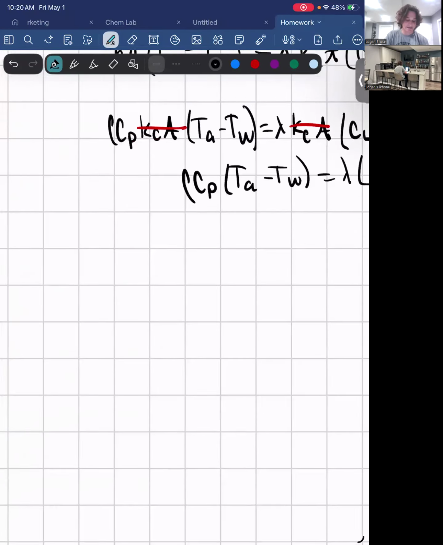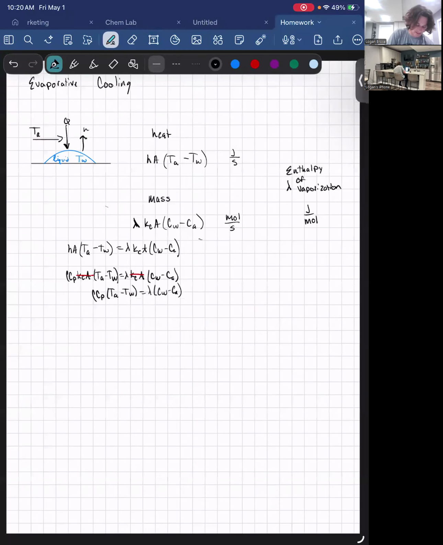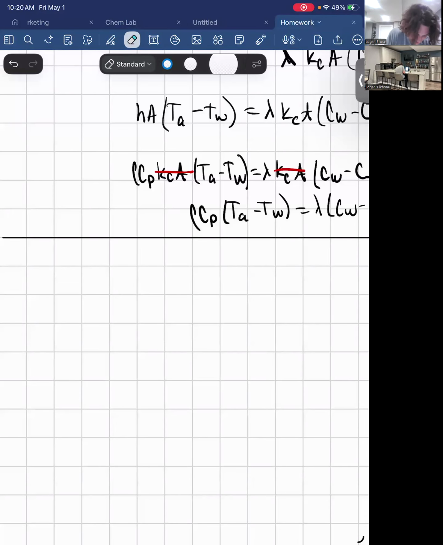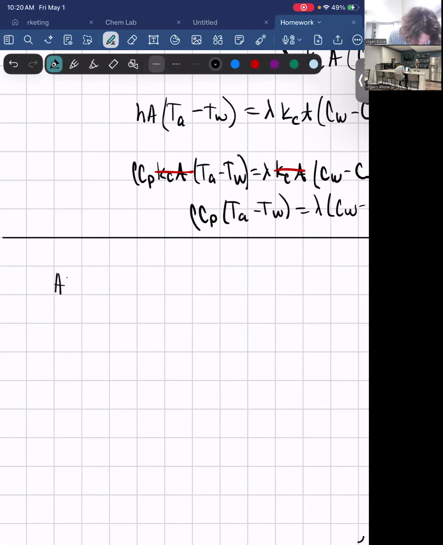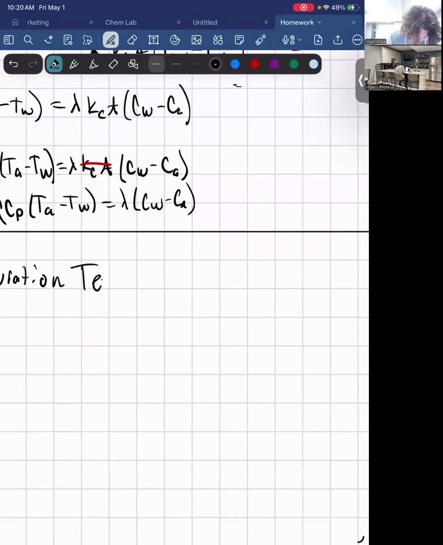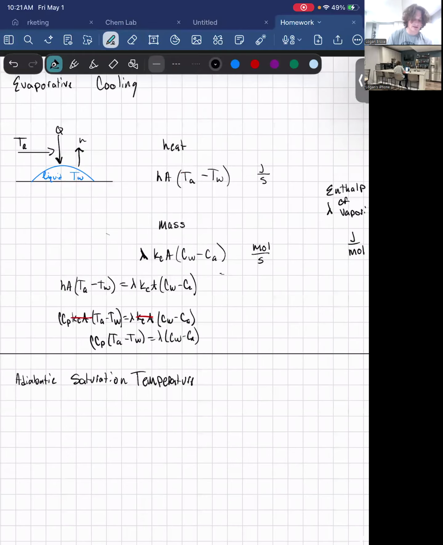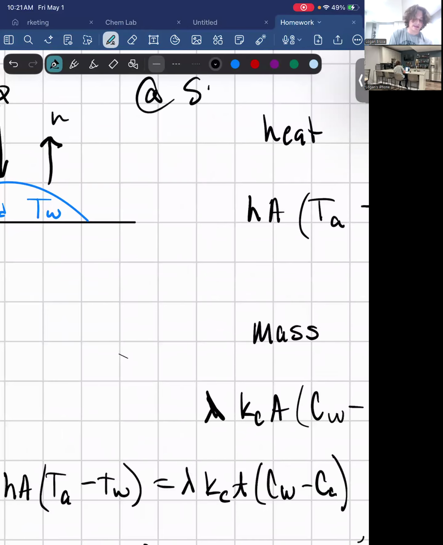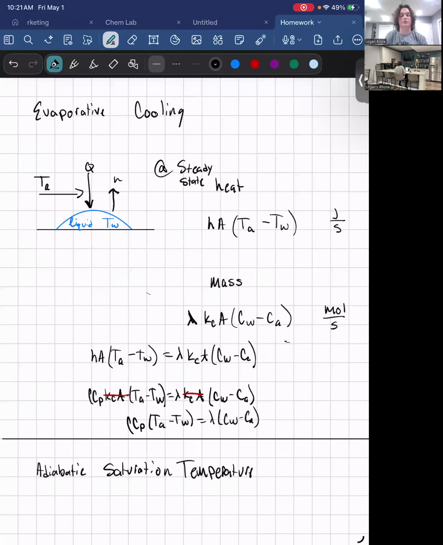Next, let me just draw a line here. Next, what we'll look at is adiabatic saturation temperature. And this last part, we're at steady state here. That's an assumption that we made so that this all works out.